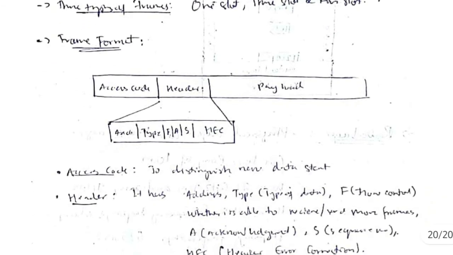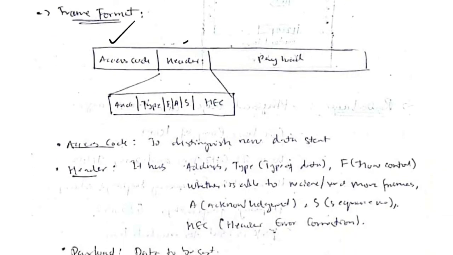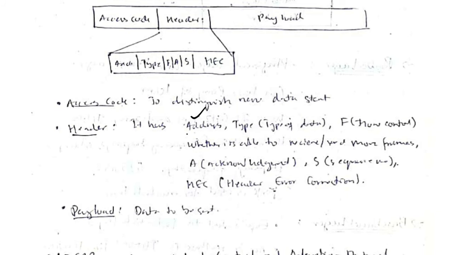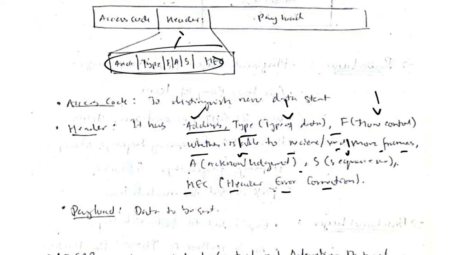And coming to the frame format, it has three categories. Let's discuss each one by one. Access code is used to distinguish the new data set from the previous one. Header has the following subparts, which is address. Type means type of data, F means flow control, whether it's able to receive or send more frames, A is the acknowledgement, S is the sequence number, and HEC is the header error correction. So this comes under the header. Then coming to payload, payload is nothing but the data to be sent.